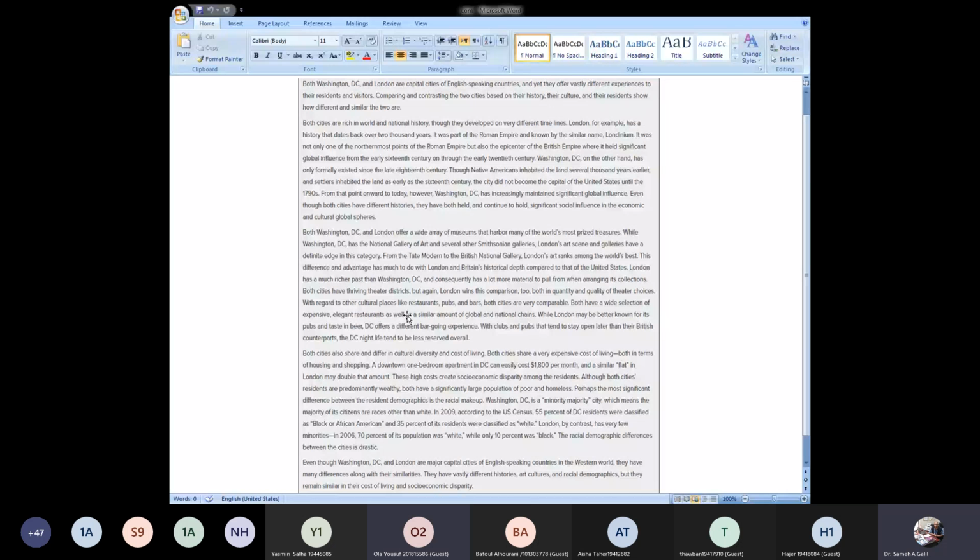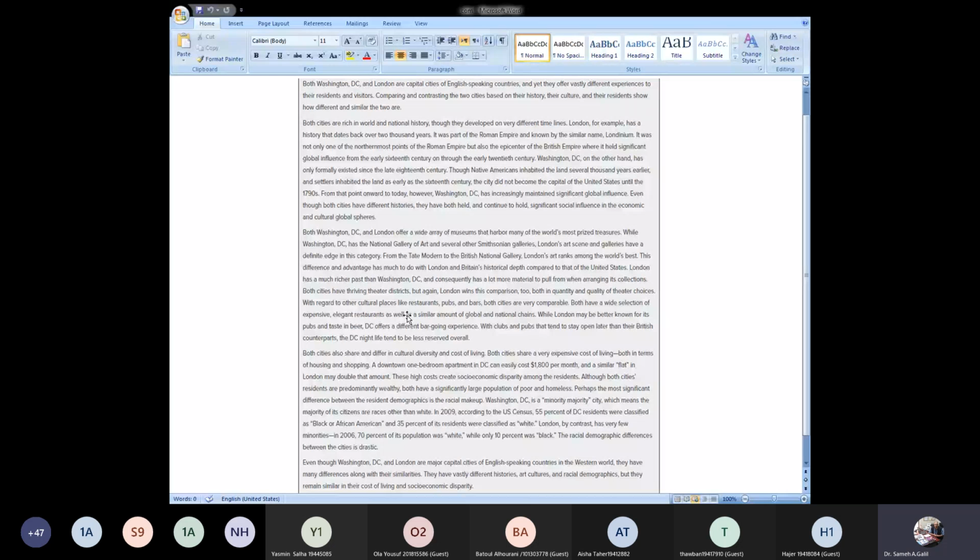It's a comparison between both Washington D.C. and London. So is it only comparison or comparison and contrast? Can we simply call it a comparison essay or a comparison and contrast essay? I don't know the difference, maybe. Let me share with you the difference. Comparison means that you're focusing on the similarities.